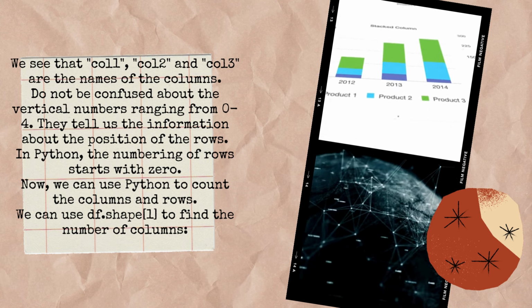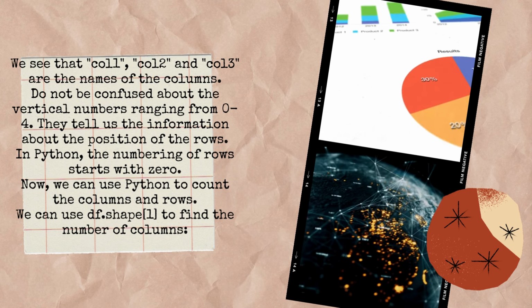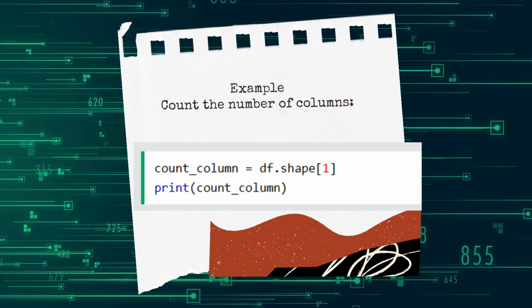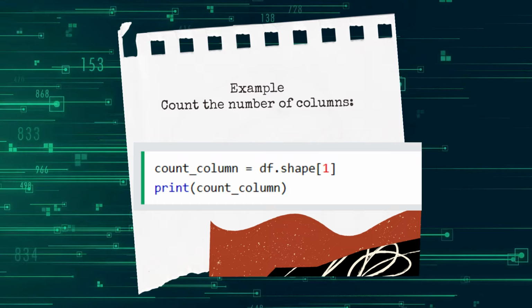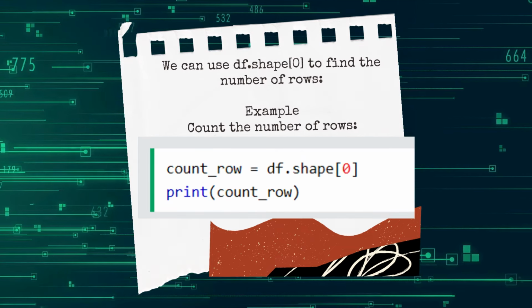Now we can use Python to count the columns and rows. We can use df.shape[1] to find the number of columns. Example, count the number of columns. We can use df.shape[0] to find the number of rows. Example, count the number of rows.